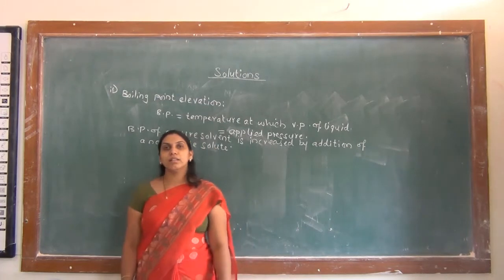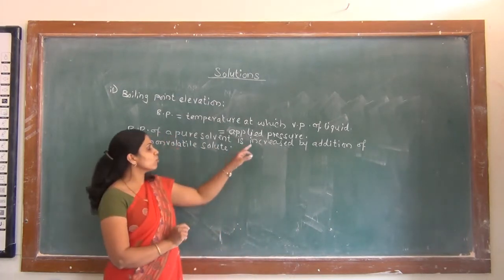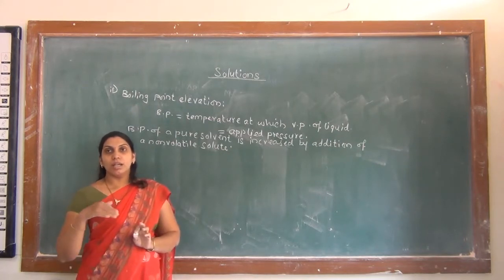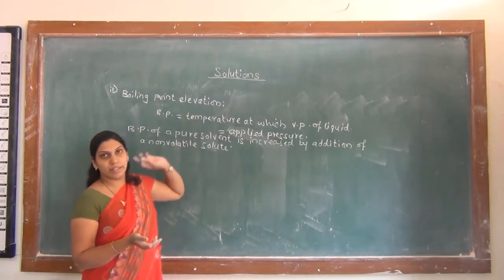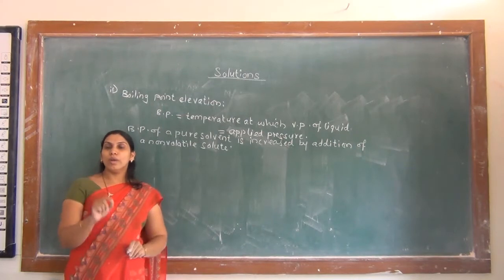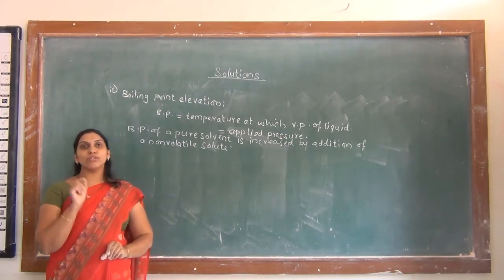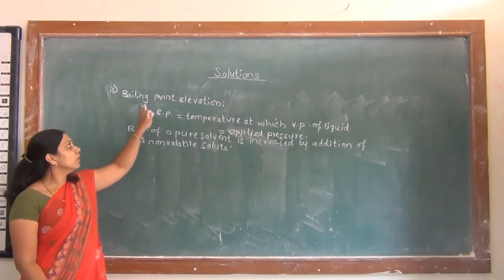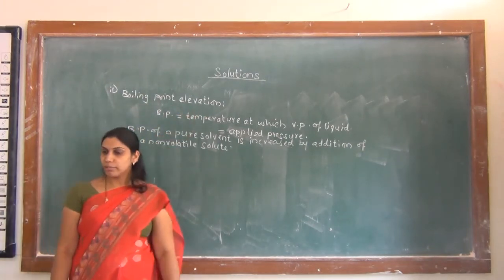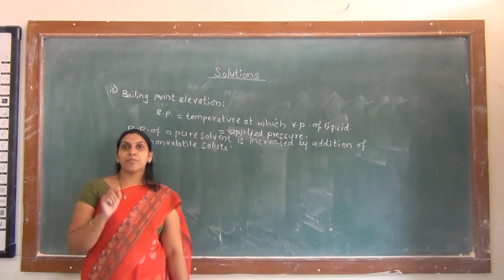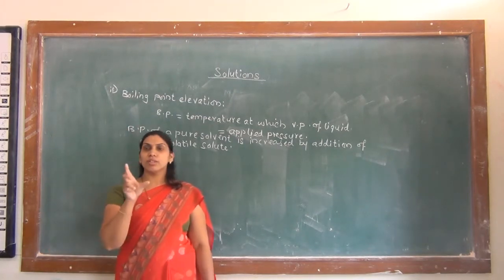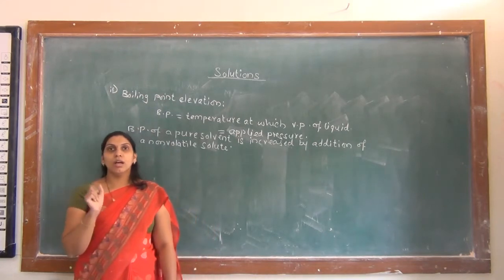By adding a non-volatile solute into a pure solvent, its boiling point increases. Increase means elevate. So, when the boiling point of a solution is increased by adding a non-volatile solute, that is called boiling point elevation. We'll see how we can represent boiling point elevation with a mathematical equation.